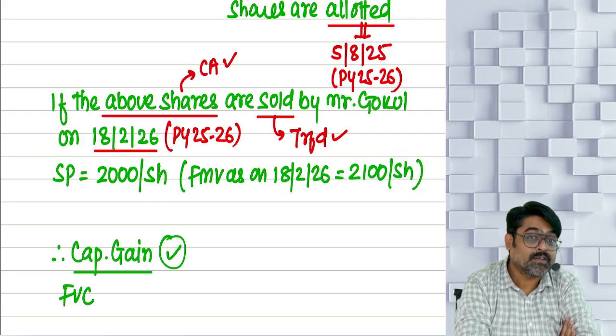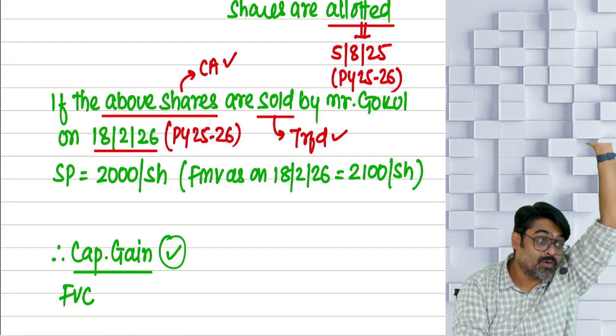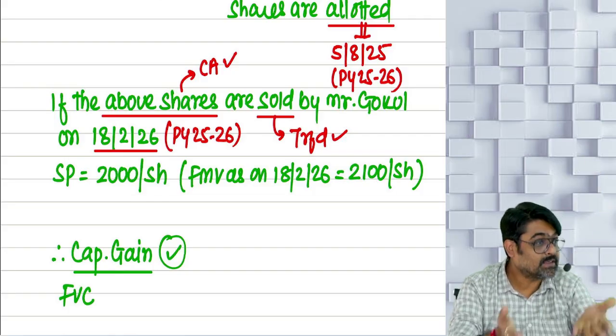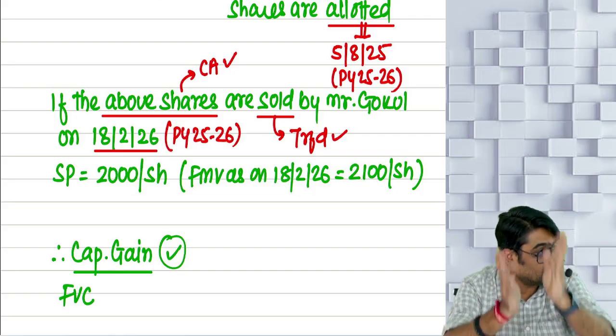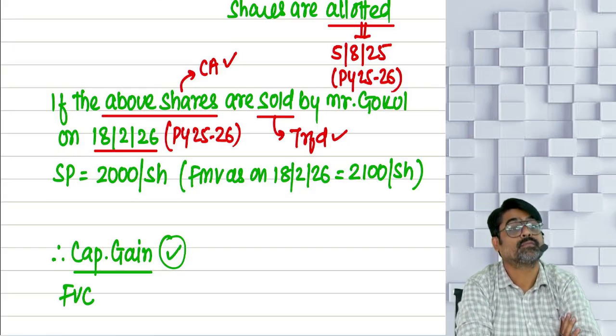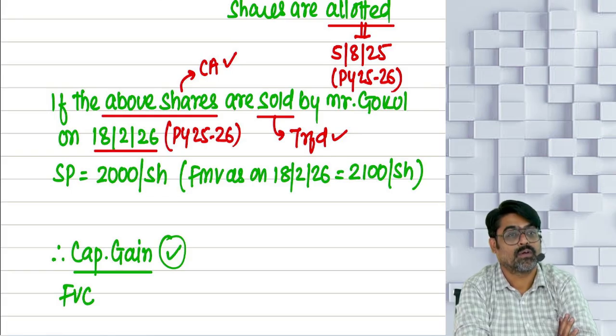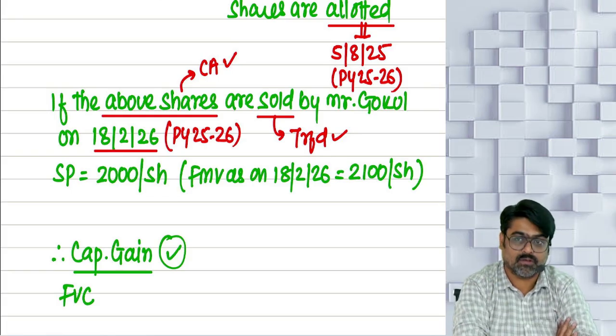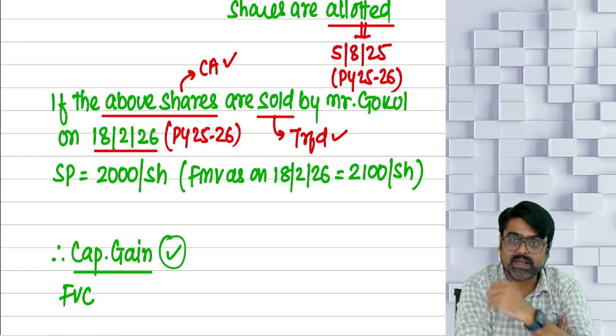We have done it so many years ago. Yesterday only I have discussed this point. So Gokul is selling the shares. Yes or no? Are these shares quoted shares? Not given, meaning the shares are other than quoted shares.